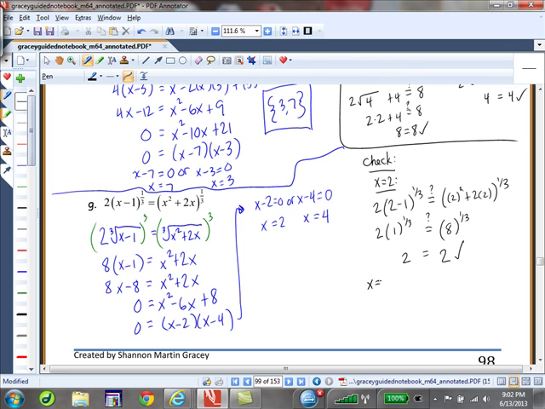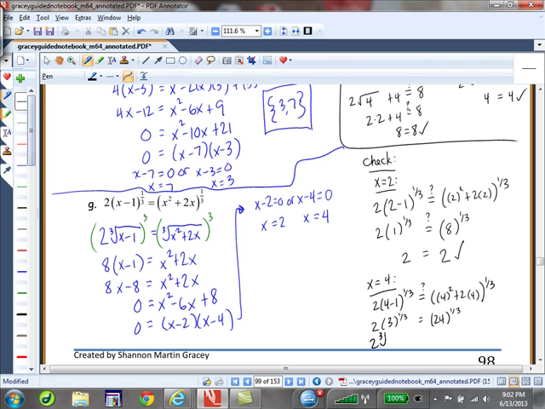When we check x is equal to 4, we will have 2 times 4 minus 1 to the 1/3. Is that equal to 4 squared plus 2 times 4, raised to the 1/3? So we get 2 times 3 to the 1/3. Is that equal to, let's see, 4 squared is 16. 16 plus 8 is 24. So we get 24 to the 1/3.